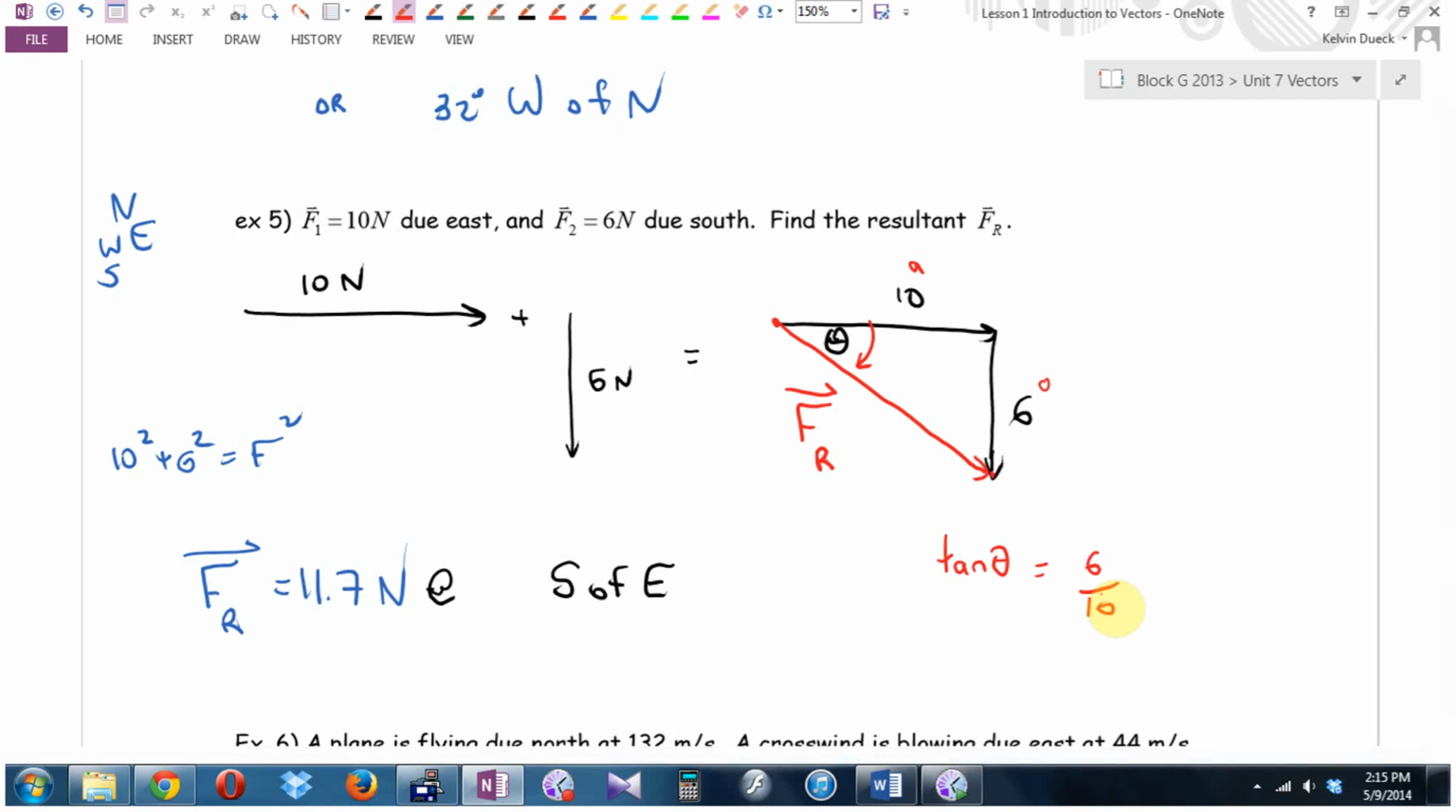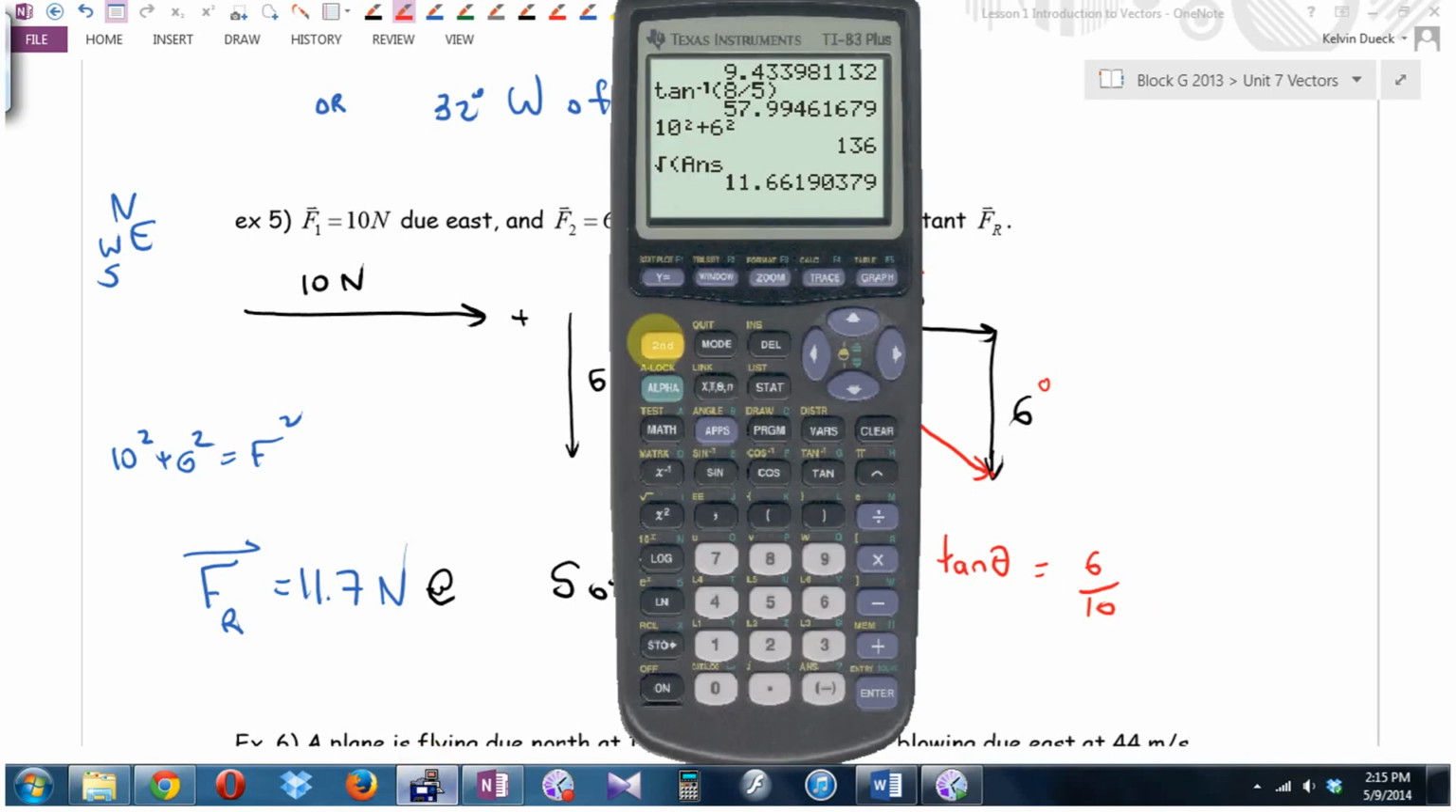38 degrees, I think, but don't quote me. 39? 31? Oh, yeah, you know what? That was terrible math. 30.1? Let me go see. Shift tan, bracket, 6 over 10, close bracket. How about 31 degrees, right? Not 30.1, 31 degrees. Okay.